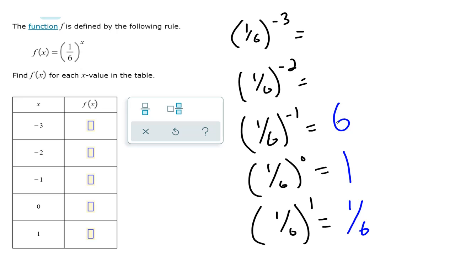1/6 to the negative second power, we're going to flip it over again. So this becomes 6 to the second power, which is 36. 1/6 to the negative third power is 6 to the third power, which is 216. Okay, so notice the signs don't change, they just flip over with the negative exponents.